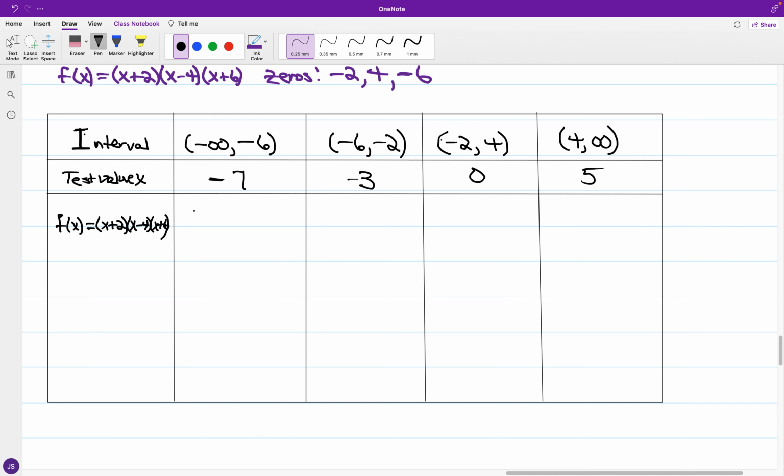So with our function, if I plug in -7 for x, so for f of -7, negative 7 plus 2 is negative 5. Negative 7 minus 4 is negative 11. Negative 7 plus 6 is negative 1. And for the result, we're going to have a negative 55.